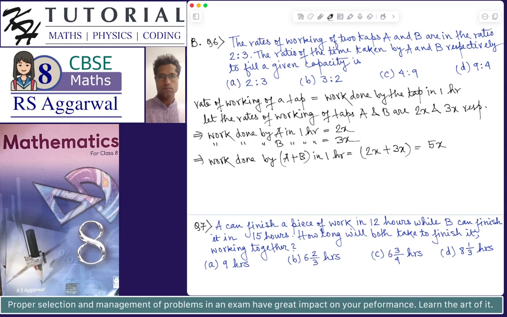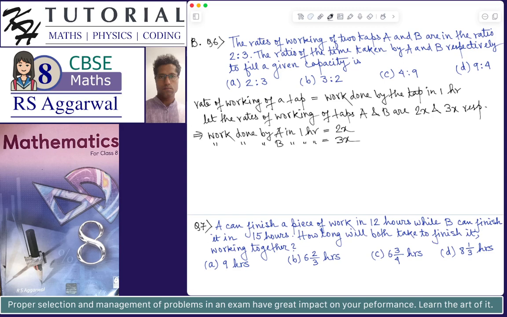Oh, sorry. We do not need to find the work done by A plus B. I was thinking that we have to find the time taken by both of them to fill the tank. Sorry. So we have to find the ratio of the time taken by A and B individually to fill a given capacity, that is, to fill a tank. So we have to find the time taken by A to fill a tank, and the time taken by B to fill a tank.